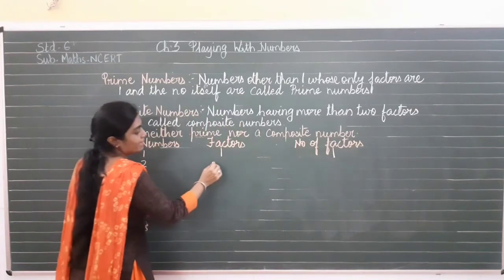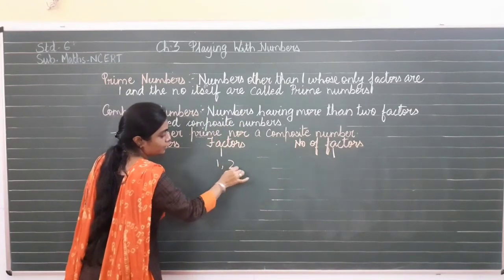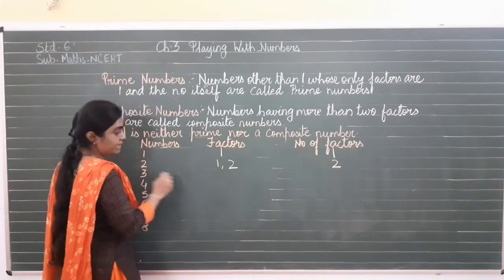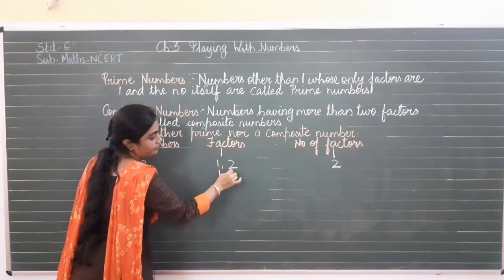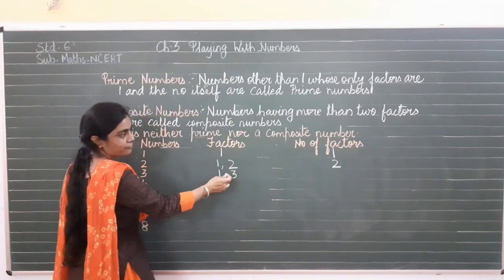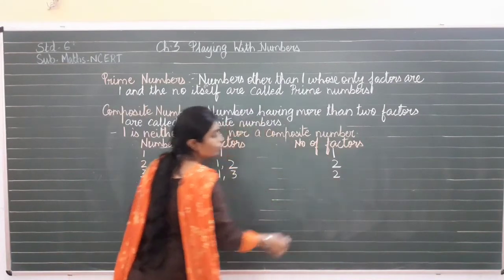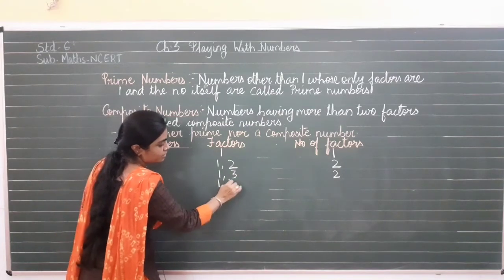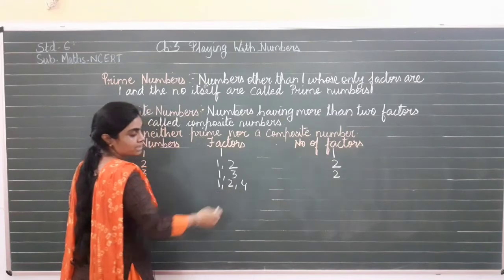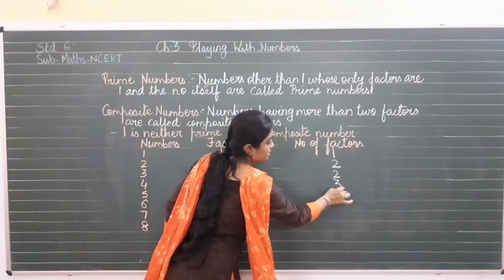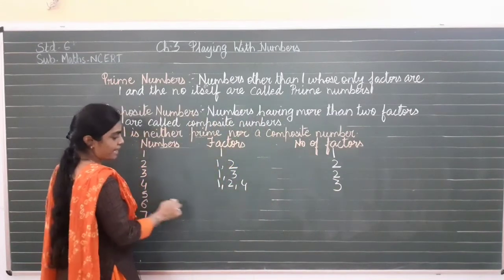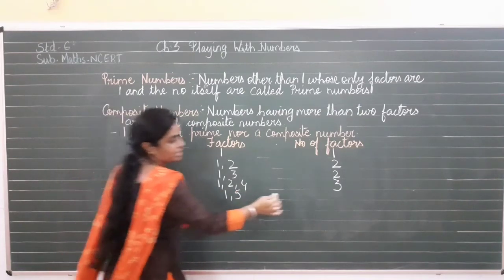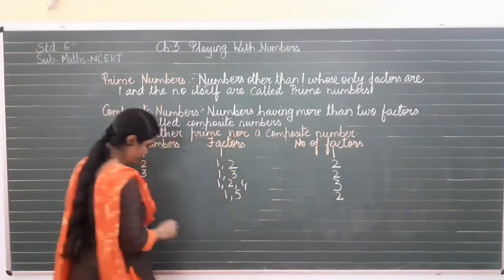Now 2. Factors of 2 are 1 and 2. Total number of factors, 2. 3. Factors of 3 are 1 and 3. So total number of factors is again 2 over here. 4. Factors of 4 are 1, 2 and 4. Total number of factors, 3. Then 5. Factors are 1 and 5. So total number is 2.